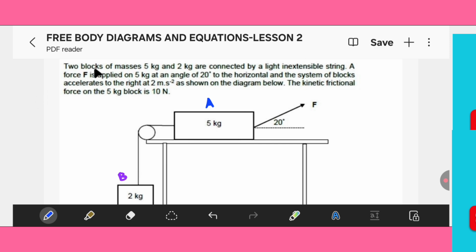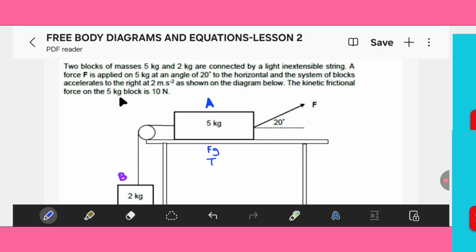So we're having two blocks of mass 5 kg and 2 kg. Like I said, if you just know that you're having mass, it means that this object will also have Fg. So anything with mass, we have Fg. They are connected by a light inextensible string. So also we know that these objects are connected, so there will be tension there.